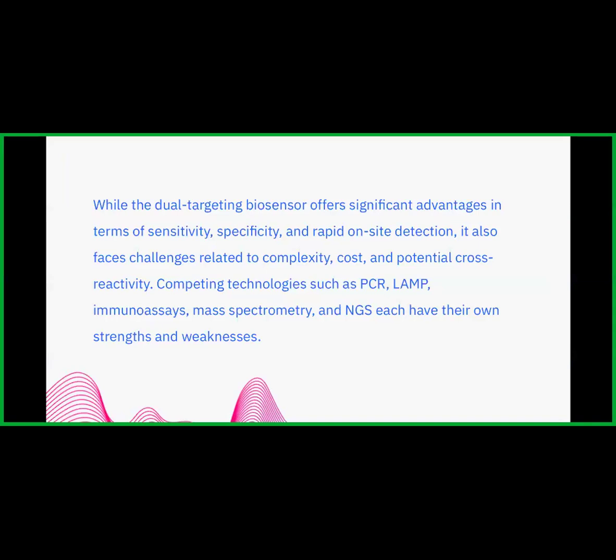While dual-targeting biosensors offer significant advantages in terms of sensitivity, specificity, and rapid on-site detection, they also face challenges related to complexity, cost, and potential cross-reactivity. Competing technologies like PCR and immunoassays have their own strengths and weaknesses.